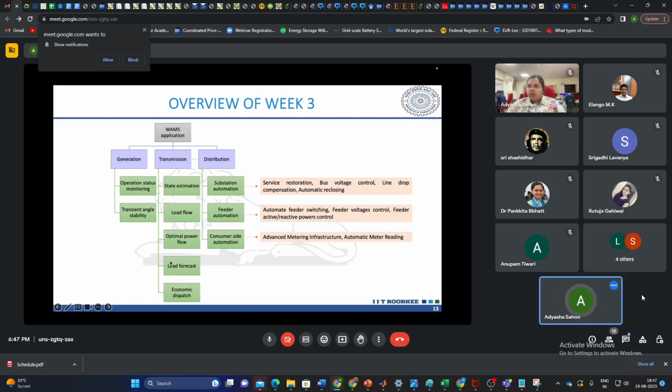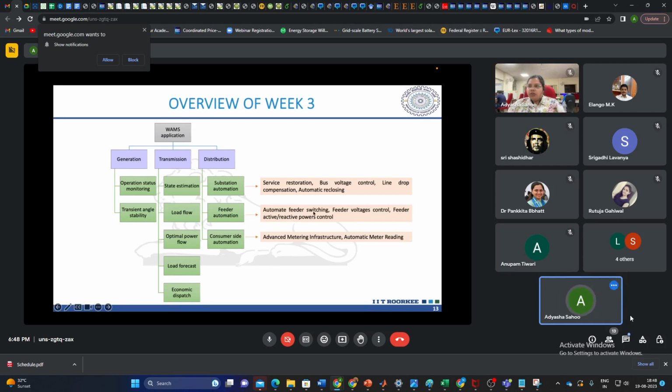Obviously we can do load forecasting also using the data we have. Similarly, on the distribution side, we'll have substation automation, feeder automation, and lastly consumer side automation. For substation automation, as we know, we can have reconfiguration, service restoration, voltage control, and automatic reclosure of feeders or reconfiguration, as I said. So again, sorry, the reconfiguration will come under feeder automation.